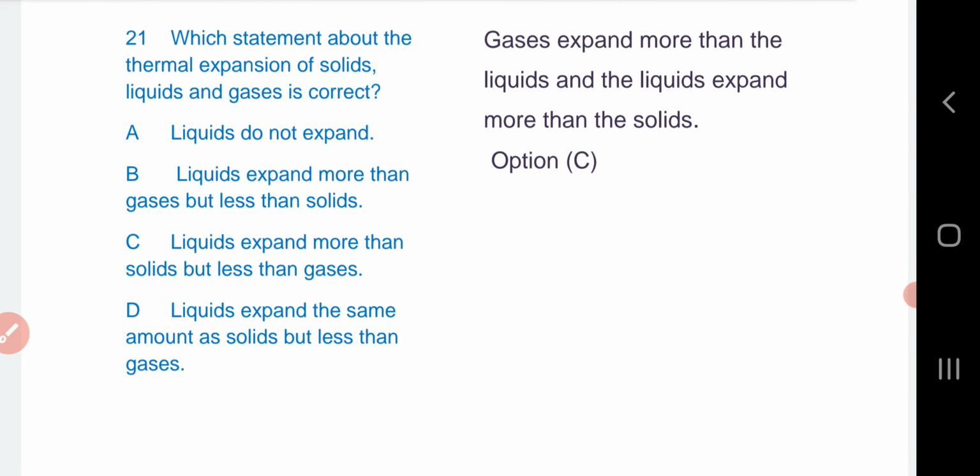Question number 21. Which statement about the thermal expansion of solids, liquids and gases is correct? And the answer is, gases expand more than the liquids and the liquids expand more than the solids. The answer is option C. Liquids expand more than solids but less than the gases.